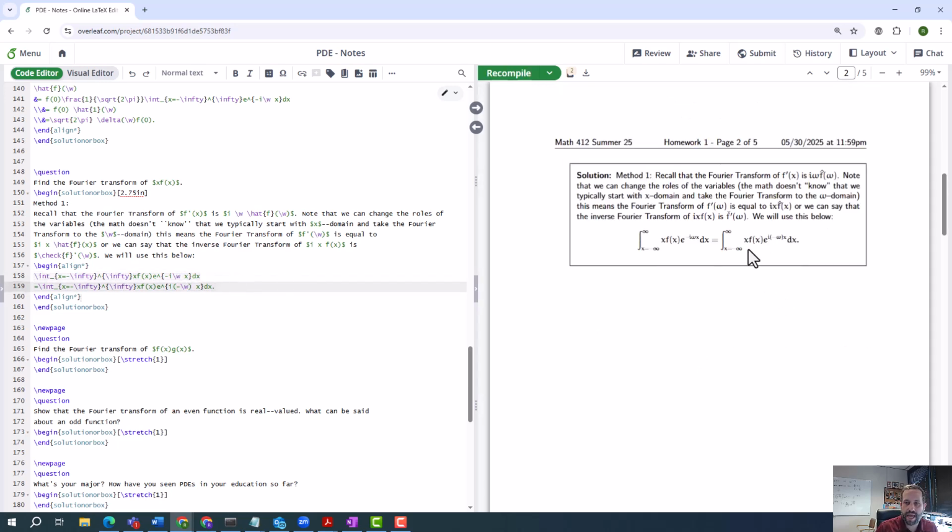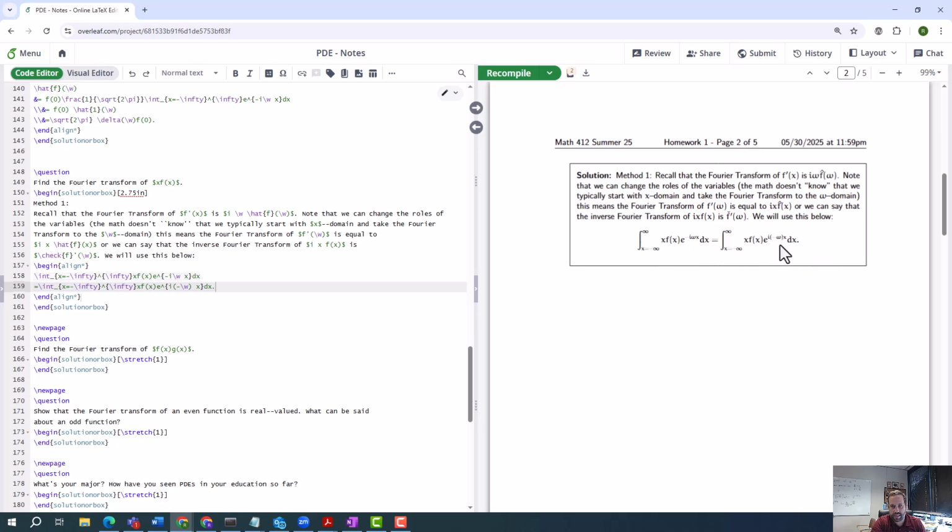Notice that this formula right here is the inverse Fourier transform. This integral right here represents going from the x variable to the omega variable as a Fourier transform variable. So these two integrals are equal. Forget for a second about this integral; these two integrals are equal.